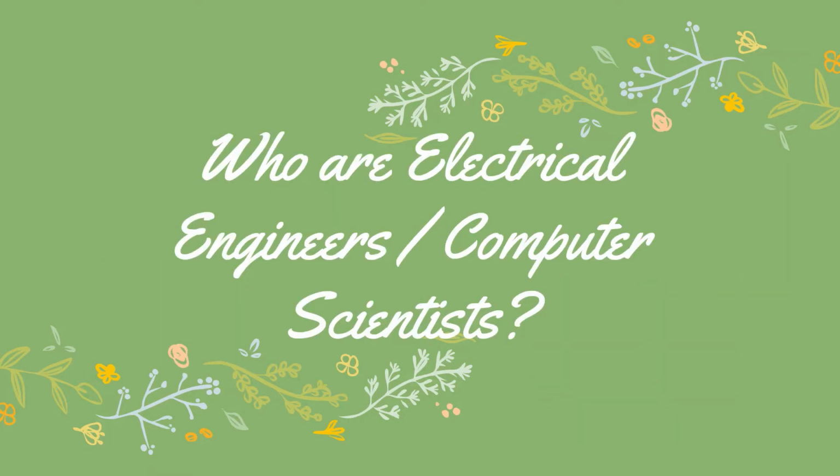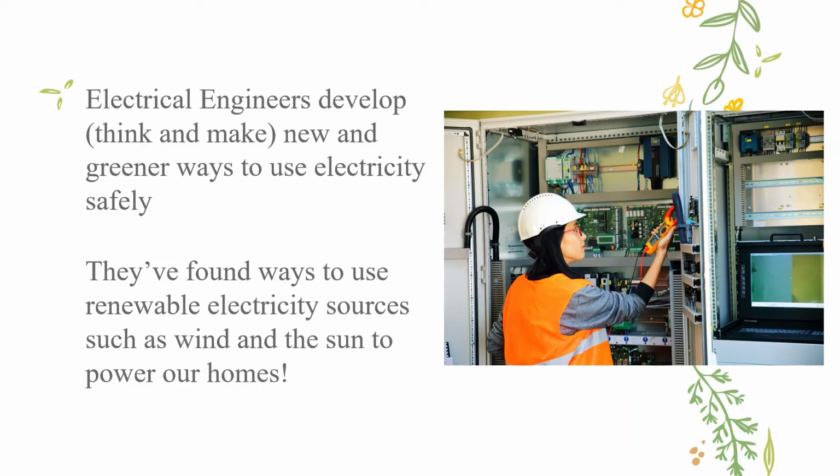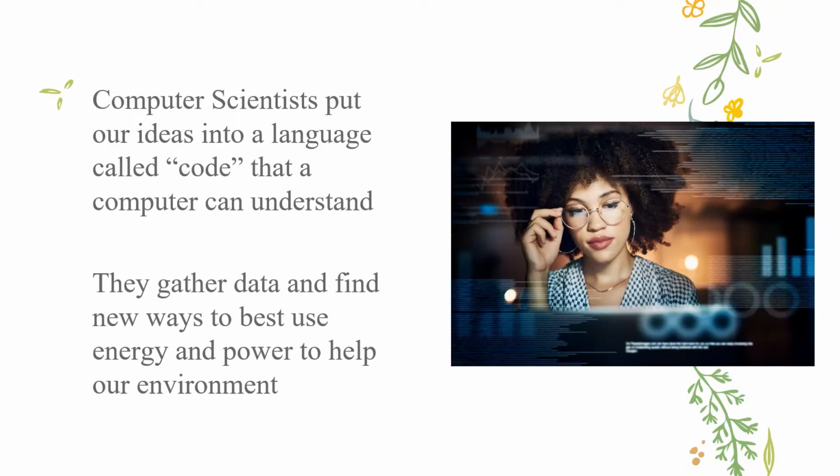So who are electrical engineers and computer scientists? Electrical engineers think and make new and greener ways to use electricity safely. They found ways to use renewable electricity sources such as wind and the sun to power our homes. Computer scientists put our ideas into a language called code that a computer can understand. Yep, that's right, computers speak an entirely different language. So they can gather data and find new ways to best use energy and power to help our environment.